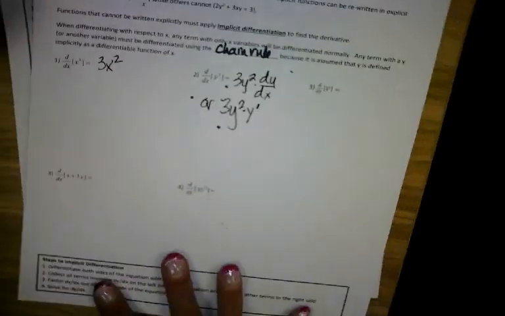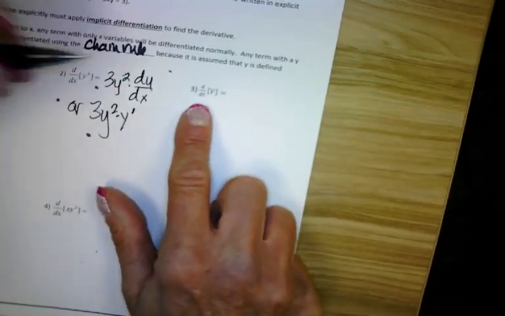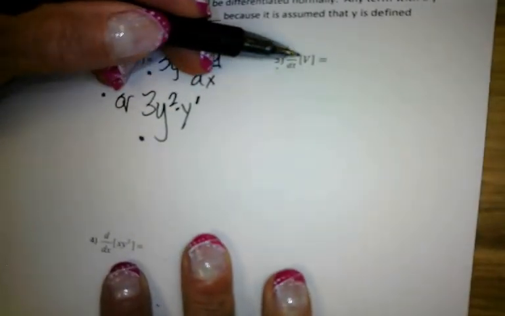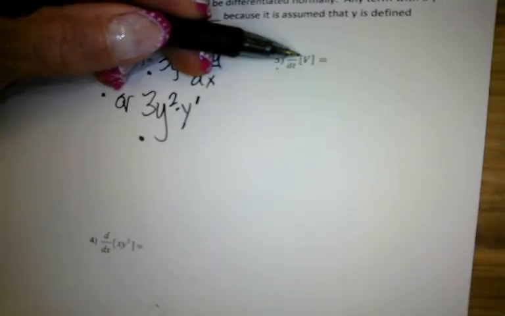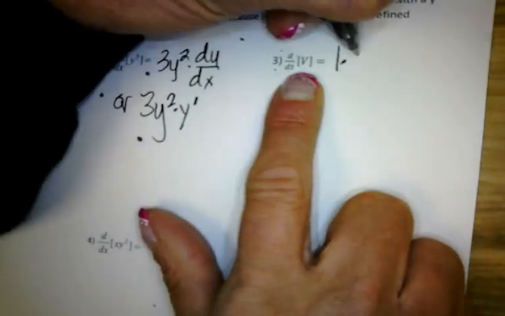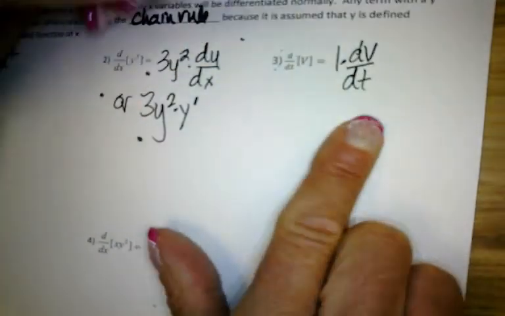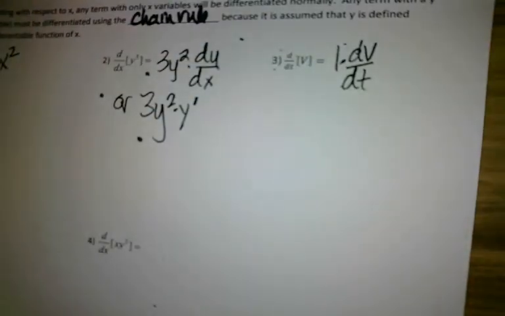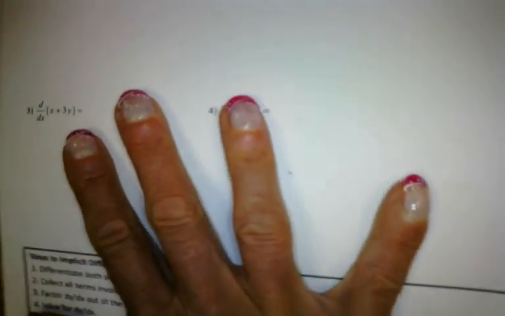All right, how about this one, the derivative in terms of t? This is read as the derivative in terms of t of v. Well, v is a single variable. What's the derivative of a single variable? 1 times the derivative of v in terms of t. That's how I recommend you write it. All right, let's move down here. The derivative of x plus 3y.